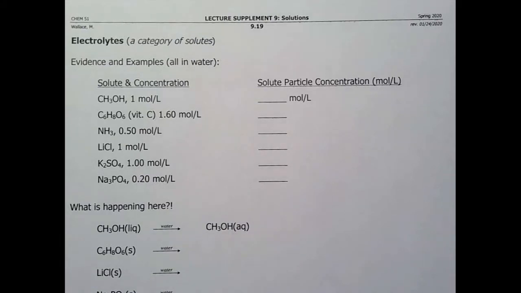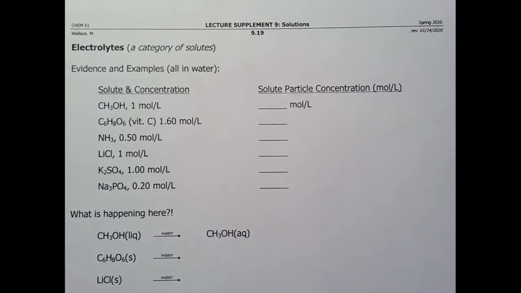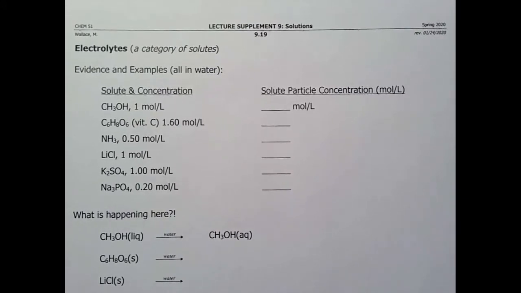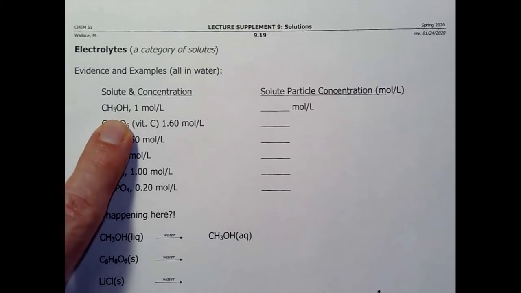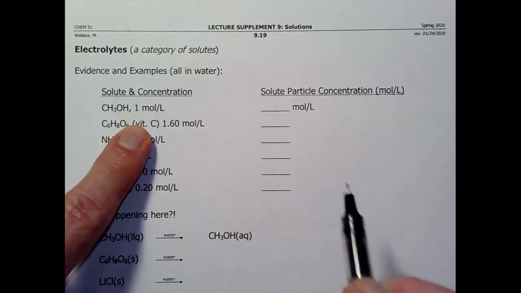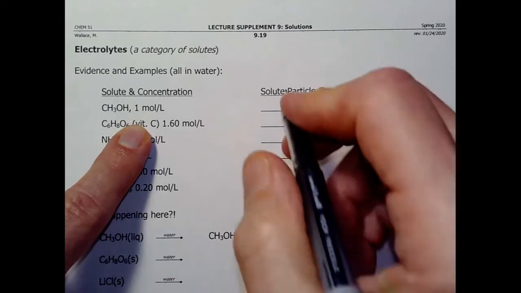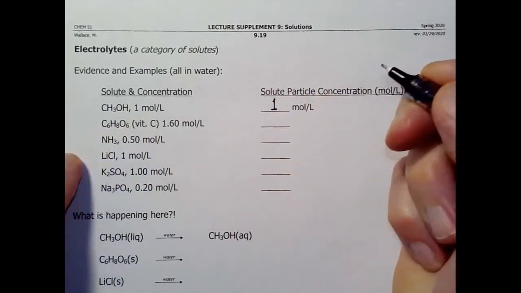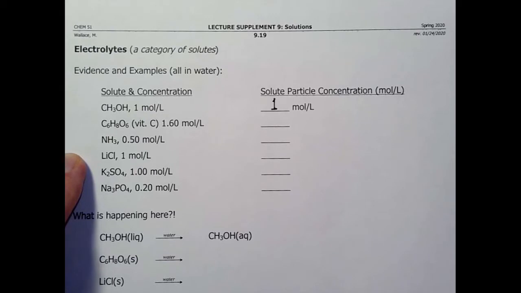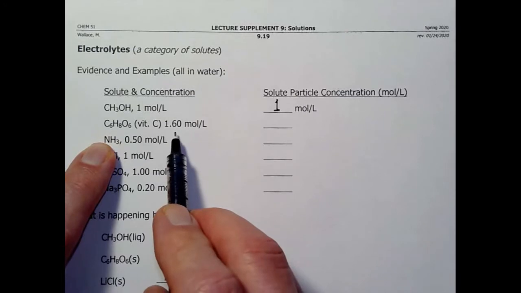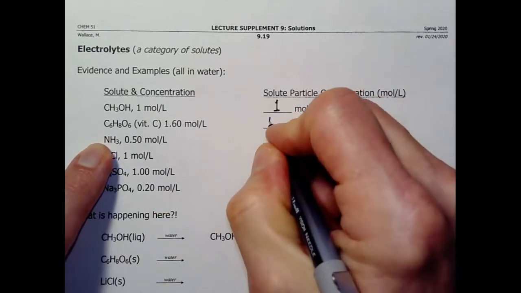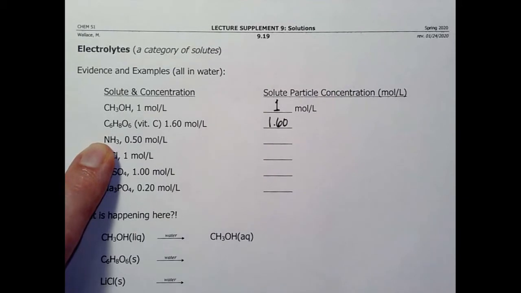So for the rest of Chapter 9, we're really going to be talking about the physical properties of solutions. I'm on page 19, and I've got these concentrations. That's methanol, CH3OH, 1 mole per liter. If I think about the solute particles, there's 1 mole per liter. And you're thinking, so what? Well, here's vitamin C, 1.60 moles per liter. I have 1.60 moles per liter of particles in solution.